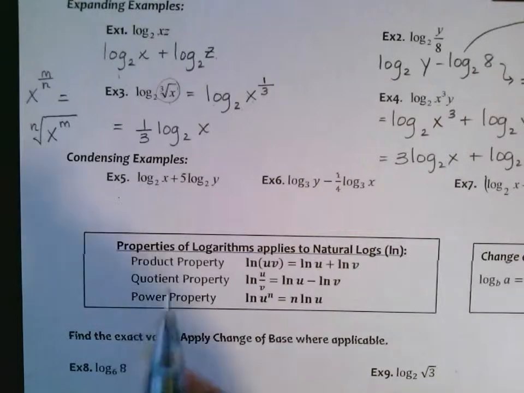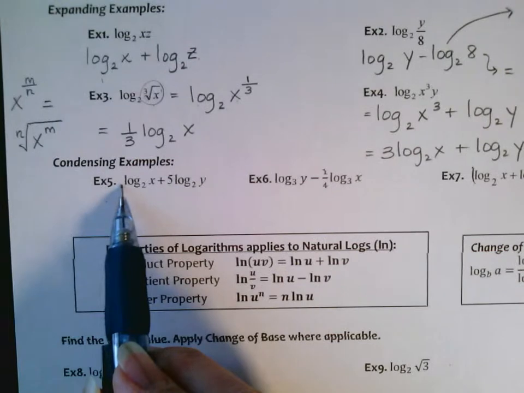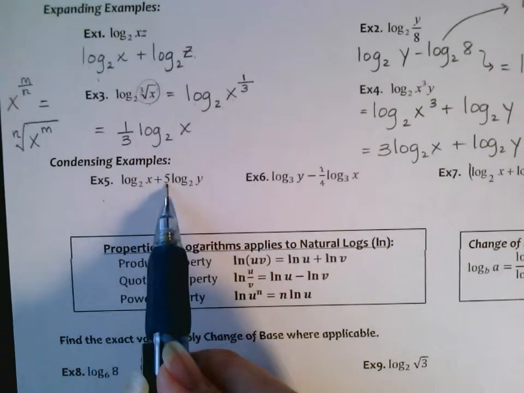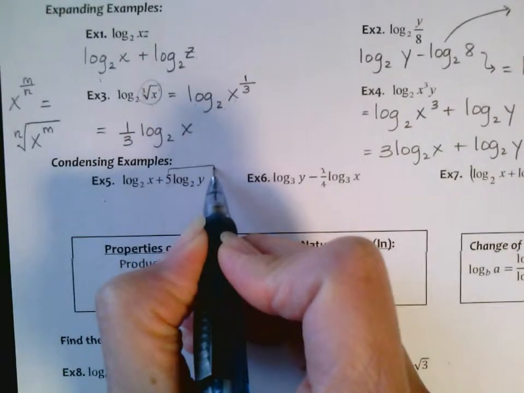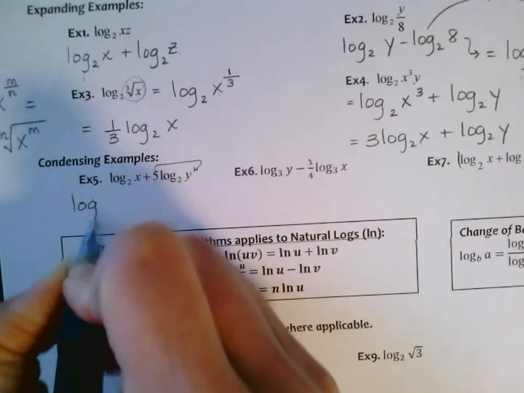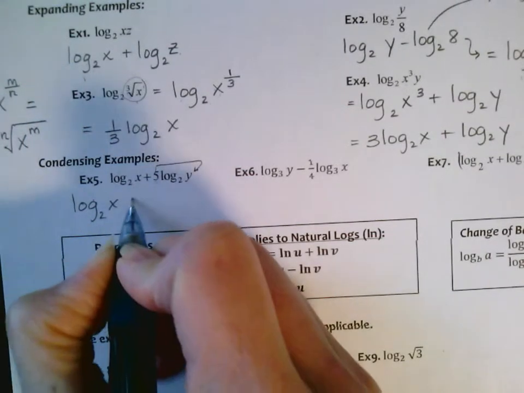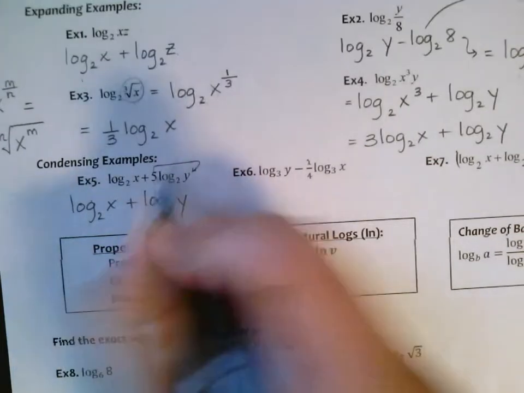So let's go in the reverse manner. First thing I want you to do is make sure all coefficients become a 1. We do not want coefficients other than 1. So that has an invisible 1 here. This 5 needs to go. And when it goes, it becomes a power. So here we go. Log base 2 of x plus log base 2 of y. That 5 became a power.